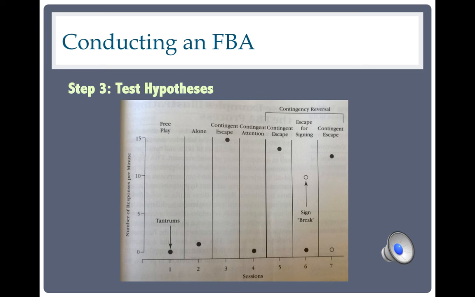The contingency reversal includes reinstating the contingent escape condition, then a contingency reversal condition in which a replacement behavior, such as signing for a break, is followed by escape, and then the contingent escape condition one more time. The data in this chart provides strong evidence that this behavior is in fact maintained by escape.